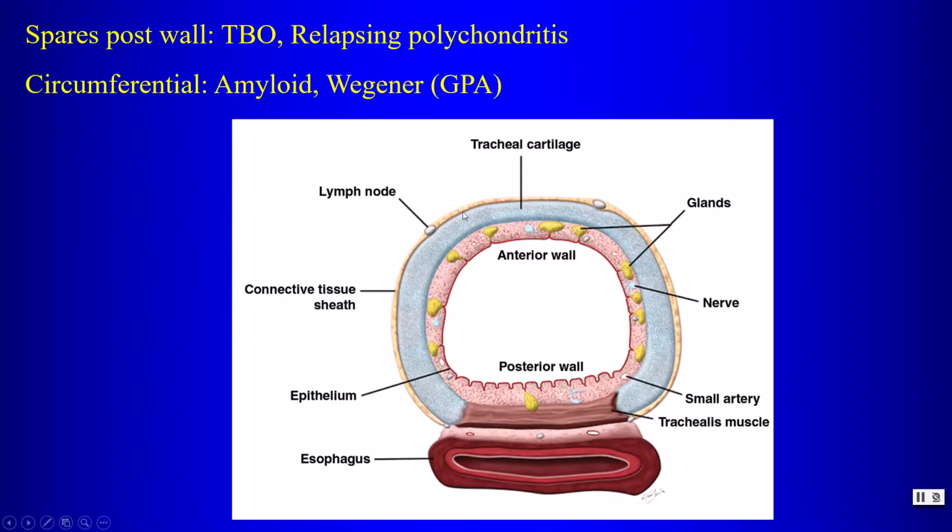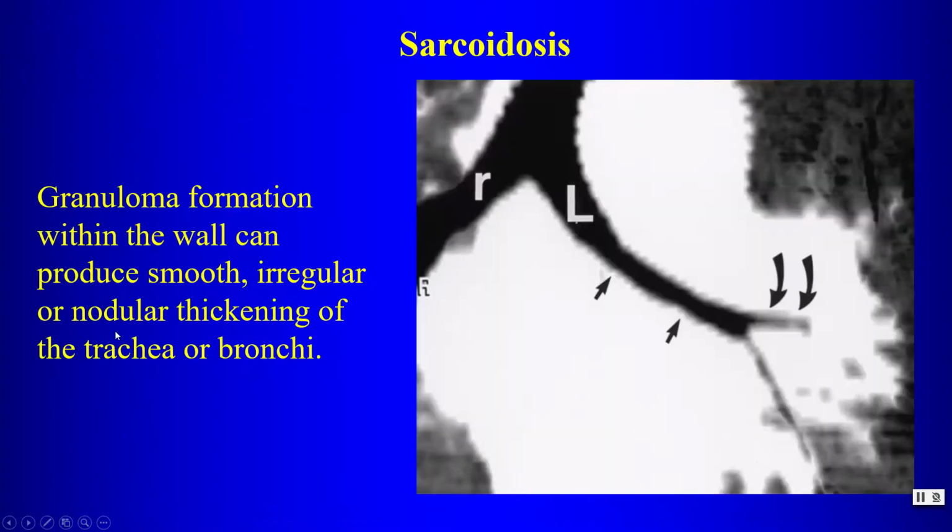as a result of granulomatosis with polyangiitis affecting the trachea in this case. So diseases that spare the posterior wall, TBO, relapsing polychondritis, because of the lack of tracheal cartilage. Diseases that cause circumferential narrowing of the trachea, you can see that in amyloid or Wegener's granulomatosis.